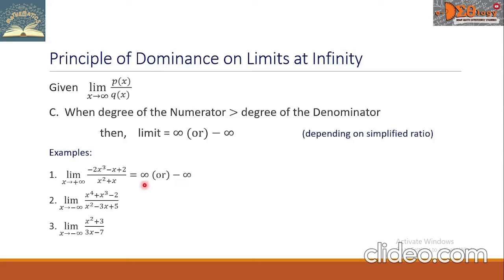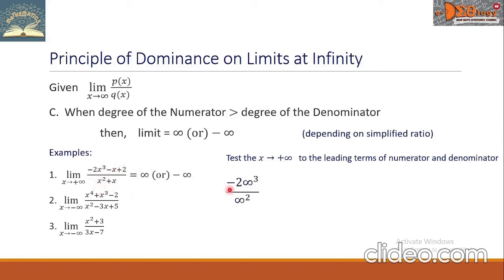Now we will decide which one is the answer. We're going to test, as x approaches positive infinity, the leading terms of the numerator and denominator. In the numerator, the leading term is negative 2x cubed. In the denominator, the leading term is x squared. Let us substitute positive infinity for x in the leading terms respectively.